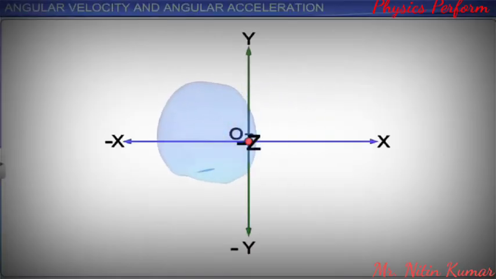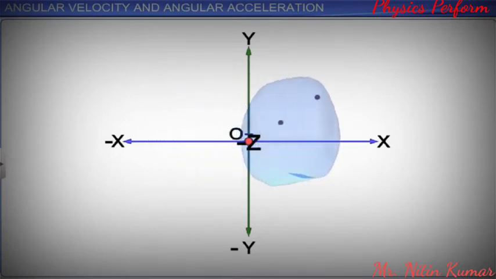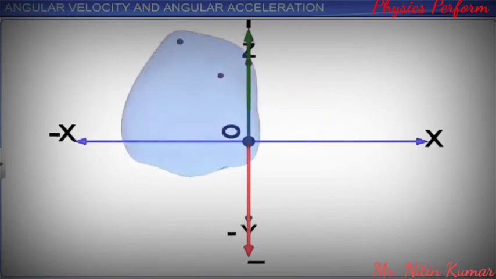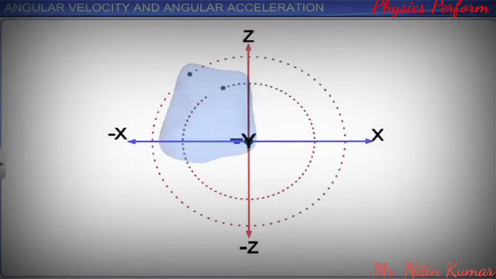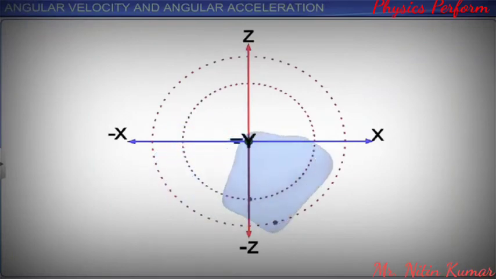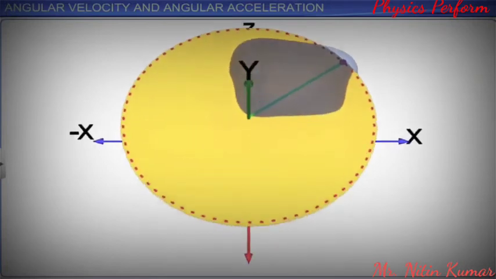Consider a rigid body in pure rotational motion about a fixed axis. As you have already studied, each particle of the rotating rigid body executes uniform circular motion. The center of the circular path is on the axis of rotation, and the plane of the circle is perpendicular to the axis of rotation.